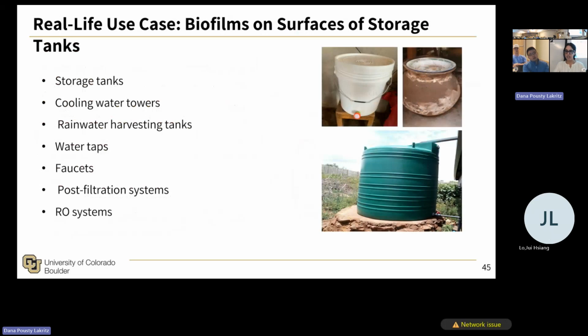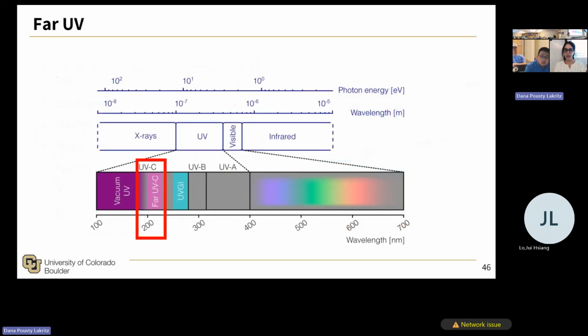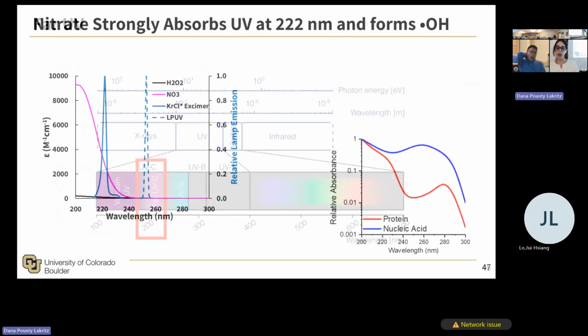And now let's talk in short about far UVC, and then a little bit about visible light as well, and what visible light can also do. So far UV is a narrow range between 200 nanometer and 230 nanometer. We have the excimer lamp, which emits around 222 nanometer, which is safe also for humans. And why are we using that?